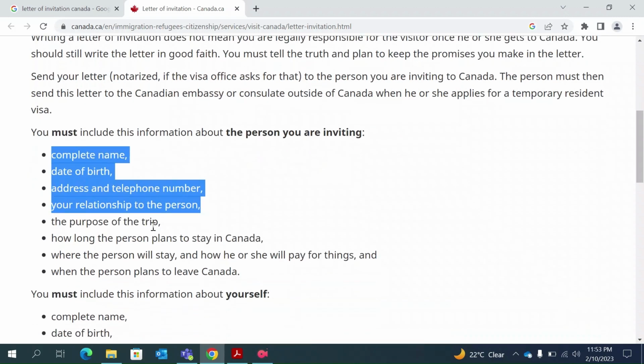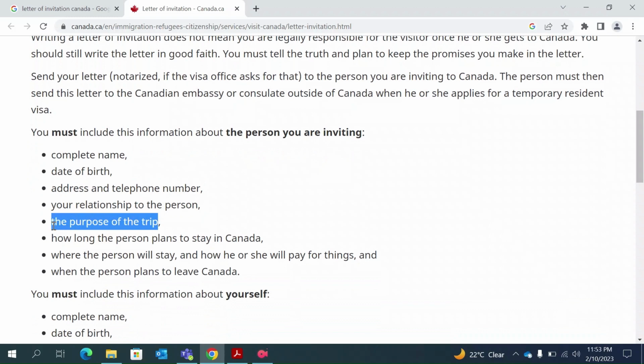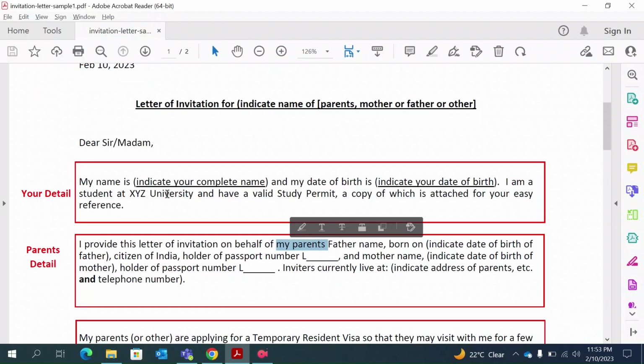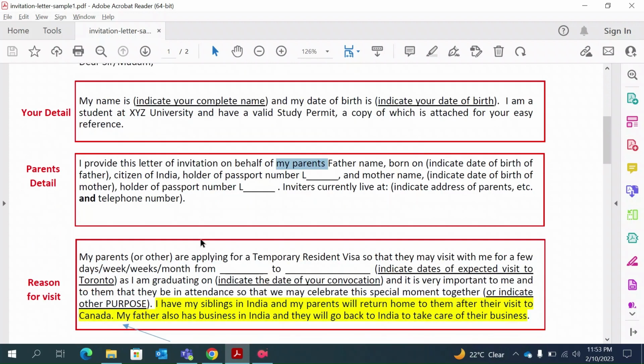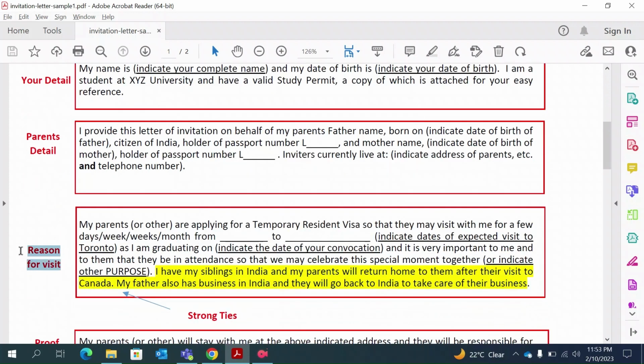Now the next thing is the purpose of the trip. Let us again go to my letter. So the first two I believe should be very clear to you. The third part is the reason for the visit. This is your purpose of travel.